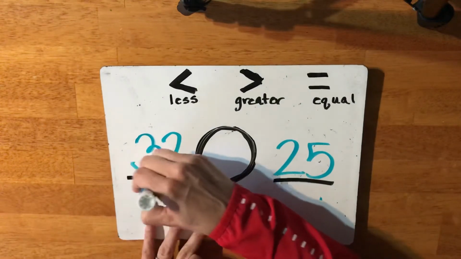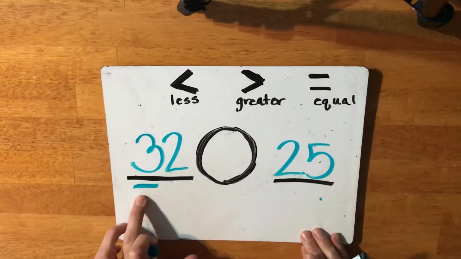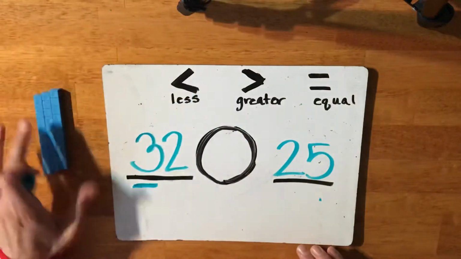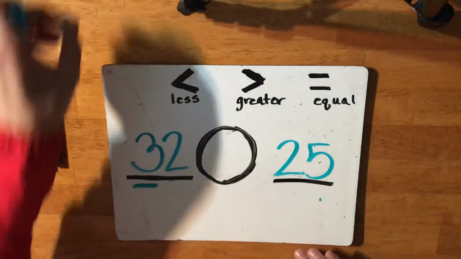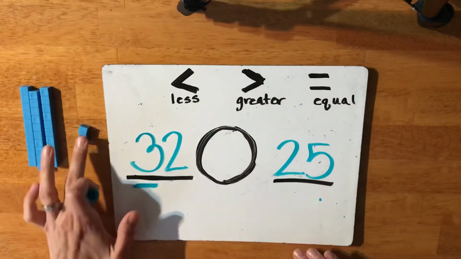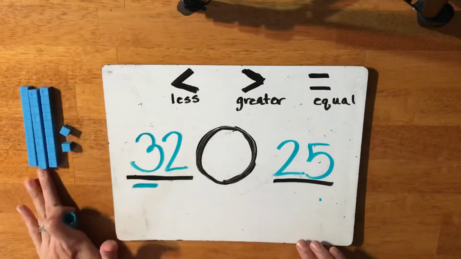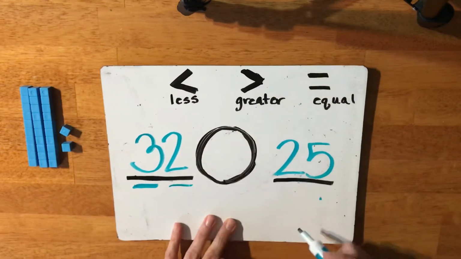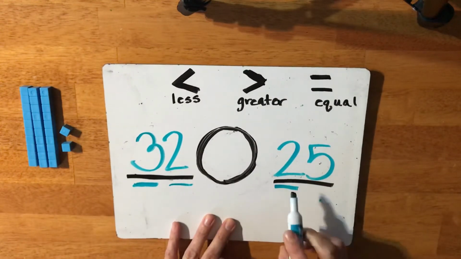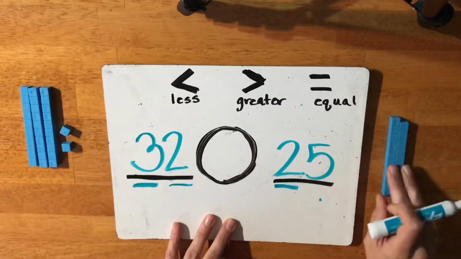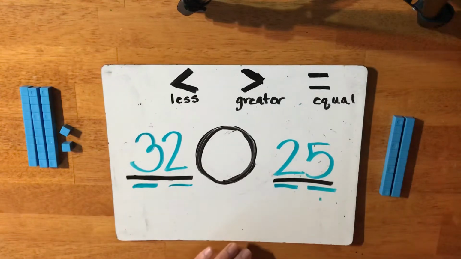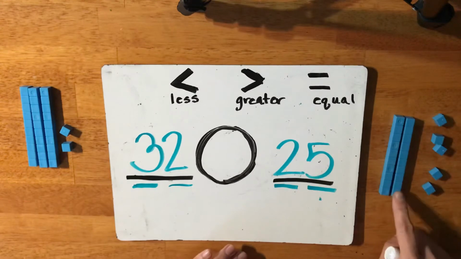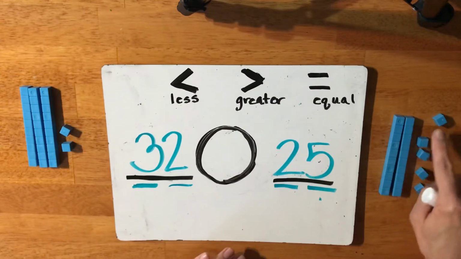So let's start here. Okay, the 3 is in the tens place. So I need 3 tens, 10, 20, 30 to show the 3 in the tens and 2 ones. 10, 20, 30, 31, 32. Okay, there's my 32. Now I need to make 25. I'm looking at the tens first. 2 tens, that equals 20. 10, 20, and there are 5 ones, so I need 5 ones. 10, 20, 21, 22, 23, 24, 25.